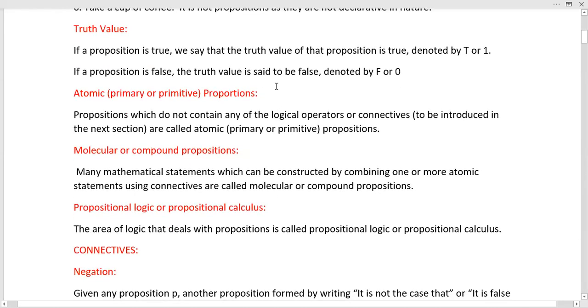Now, atomic proposition. Atomic proposition means simply a single statement. A single statement is called an atomic proposition. And molecular or compound proposition: compound proposition means if you combine two propositions with connectives, then it is called a compound proposition or molecular proposition.